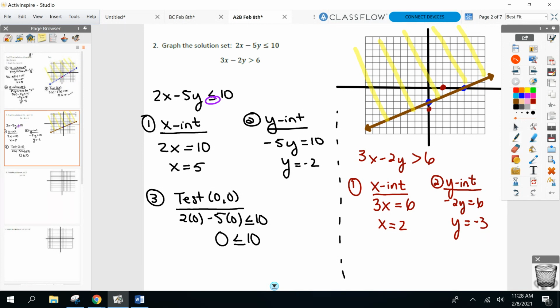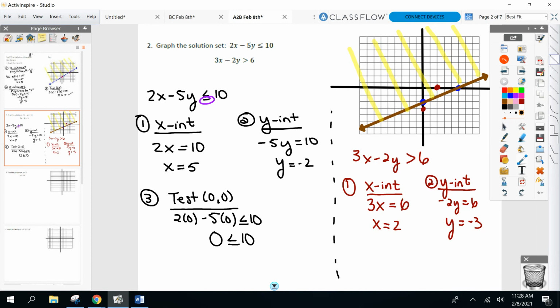You guys may be ahead of me now, but are you doing a solid or a dashed line here? It's important. It's dashed. It is dashed because there is no or equal to. Perfect. Straight edge, straight edge, straight edge.